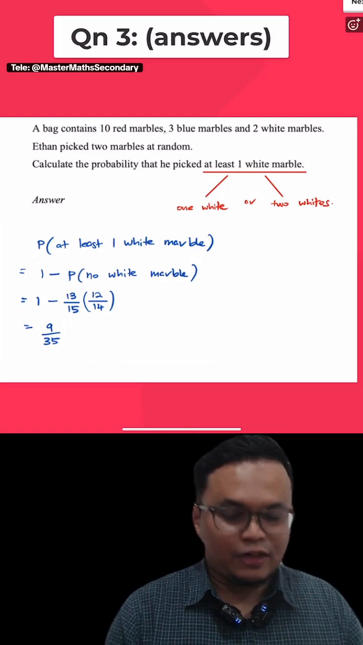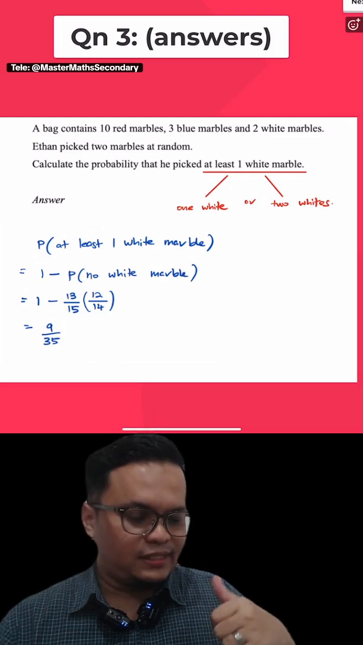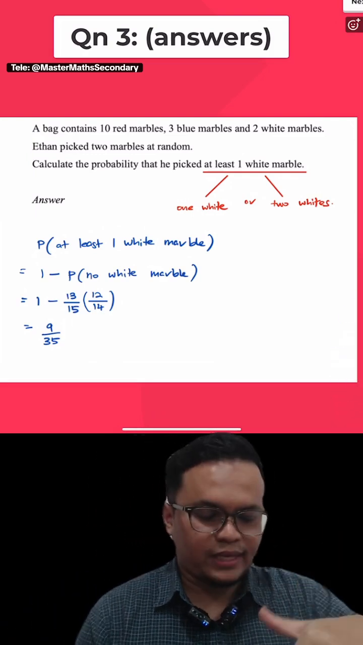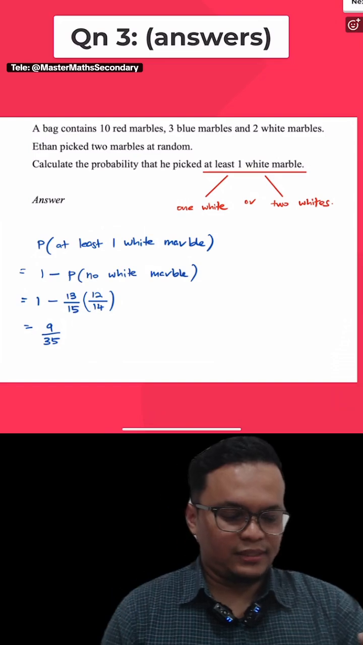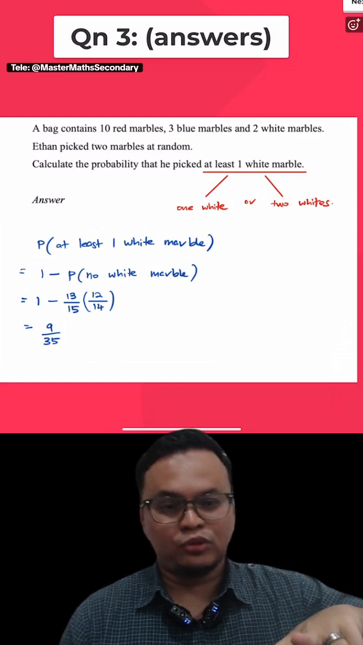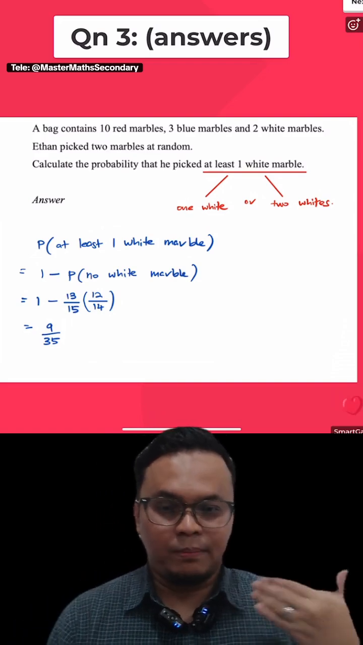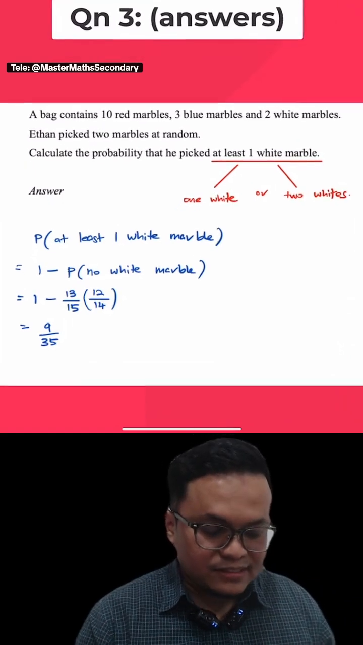But if we were to do that, if you were to consider the different cases of 1 white, then you have to consider so many. 1 white, 1 non-white, and then 1 non-white, 1 white, and then 2 whites also. So it's quite troublesome. A faster way would actually be to use the complementary approach, which is what I did here. This is a faster, more efficient way.